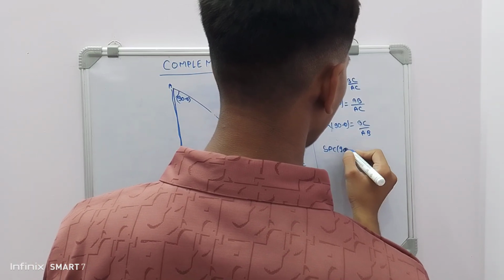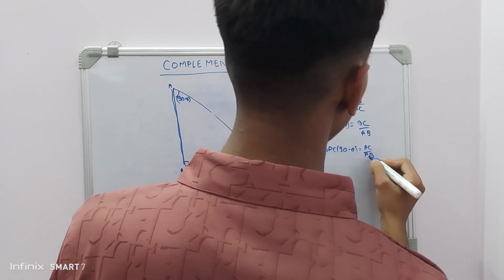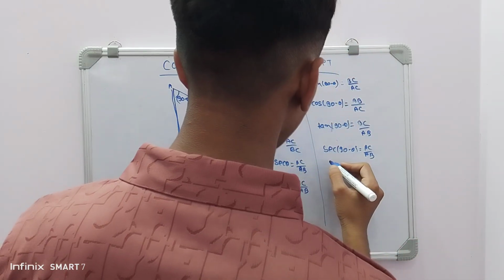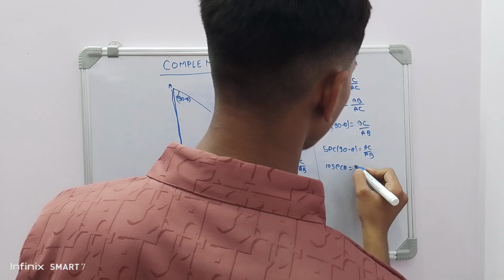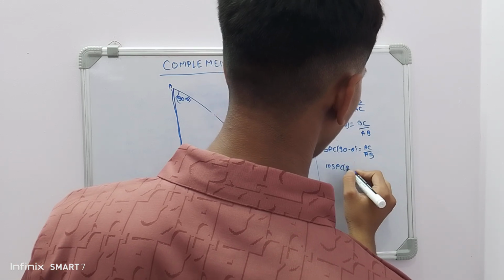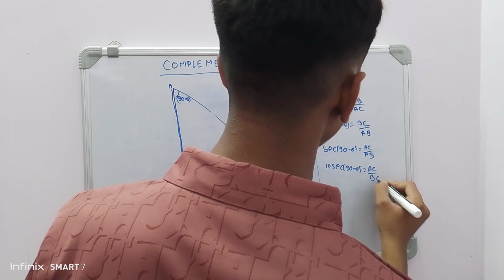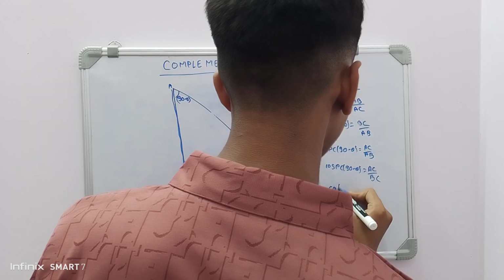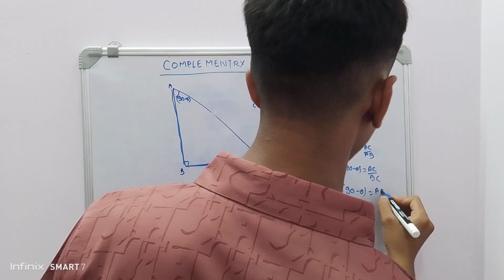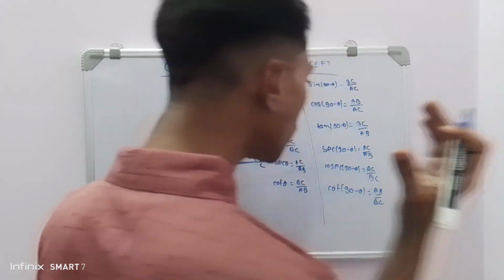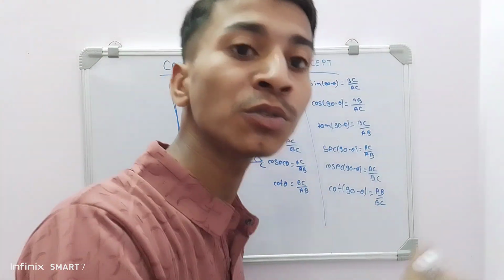So sec of 90 minus theta is going to be AC by AB, because it is the reciprocal of cos theta. And the reciprocal of sine theta is cosec theta. So right here cosec 90 minus theta is going to equal AC by BC, and the reciprocal of tan theta, which we all know is cot theta, is going to be AB by BC.